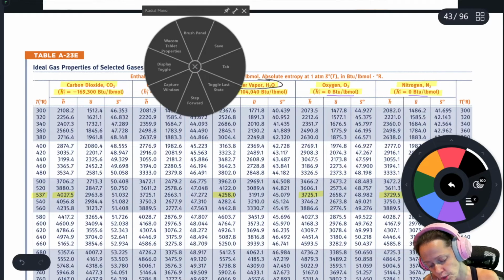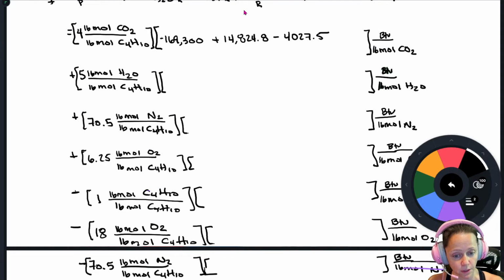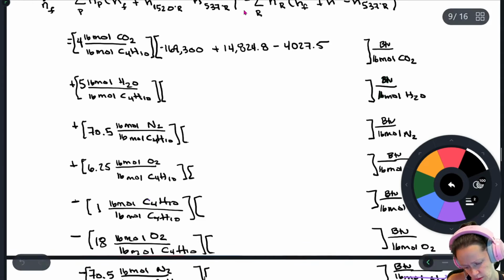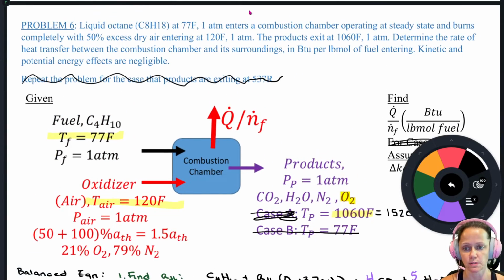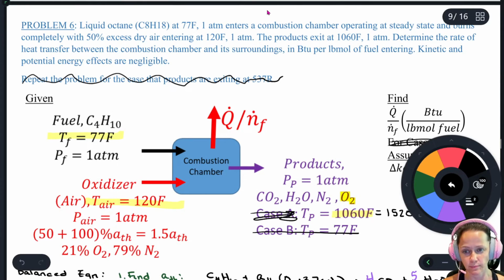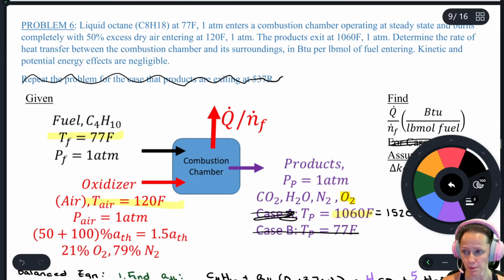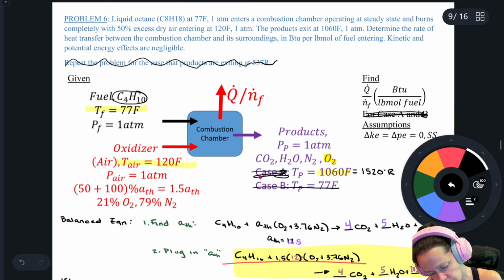Okay, with that being said, let's come back here and put our enthalpy of formation for our water vapor. So this is, oh, shoot. Darn it. I messed up on a few things here, and I'm really sorry about that. Some of you may have noticed.